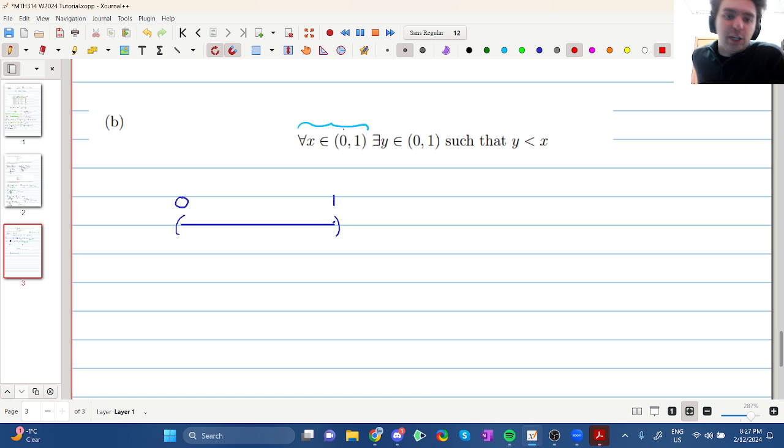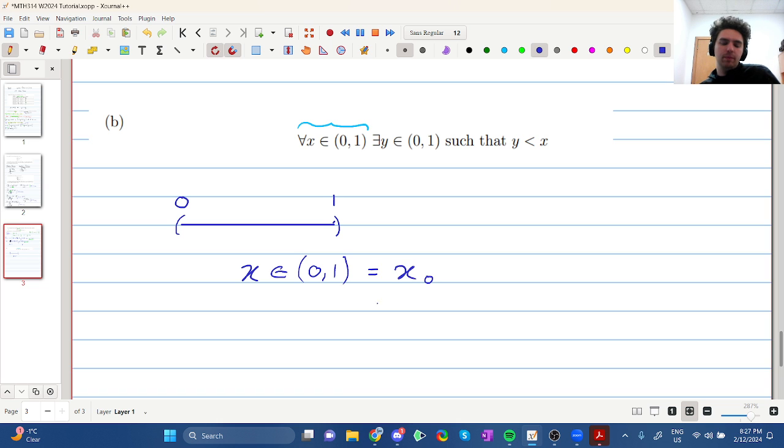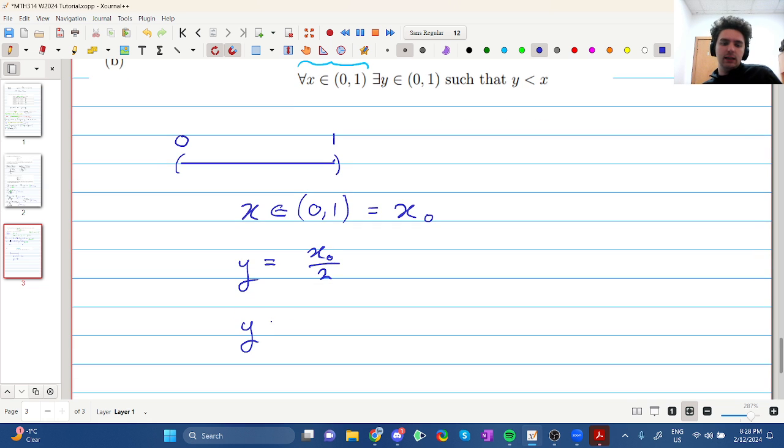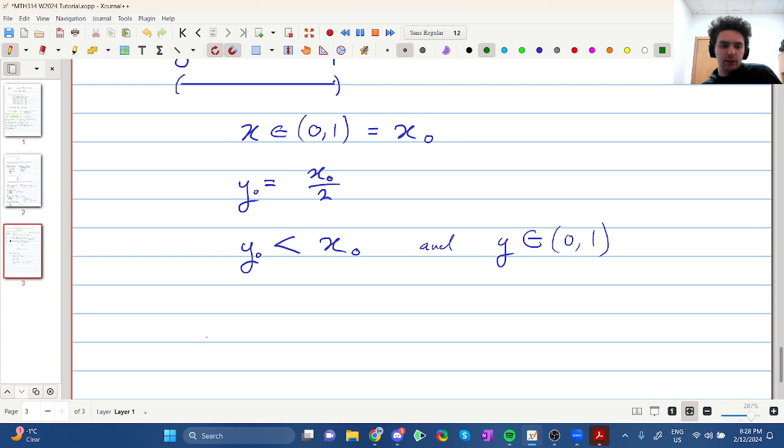So I would agree that this is a true statement. Essentially, the way you can prove this fact is to show an algorithm. To start with, let's say you choose x, an element of 0 to 1. Let's just call it x naught. Then we can choose y, which is x naught over 2 or over 3 or over 4, whatever. Y is x naught over 2, which is certainly smaller than x naught. And y is an element of 0 to 1. Therefore true. That's not really a super nice way to conclude this, but therefore true.